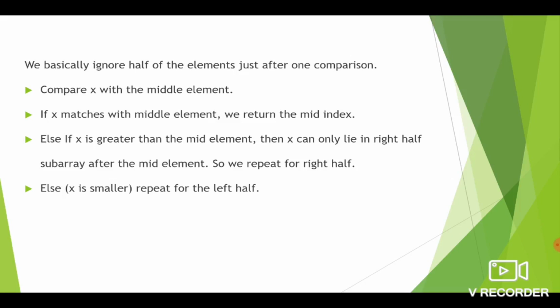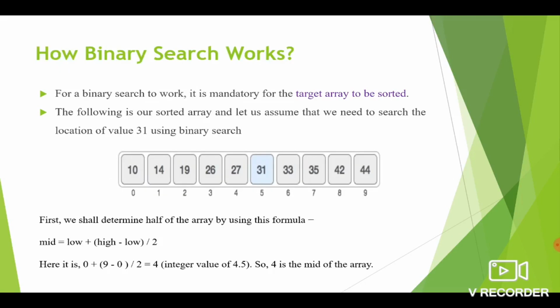If the searching element is smaller than the middle element, then x can only lie on the left, that is, before the middle element. So we repeat the same steps for the left. So this is the algorithm for binary search. We will see another example.